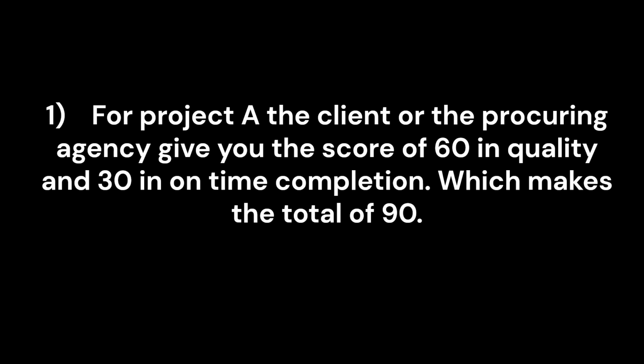Now let's take an example. For Project A, the client or the procuring agency gives you the score of 60 in quality and 30 in on-time completion, which makes the total of 90. If you directly convert the 90 into 10, you will get the score of 9. But APS is not calculated like this, and that confused most of the engineers and contractors.